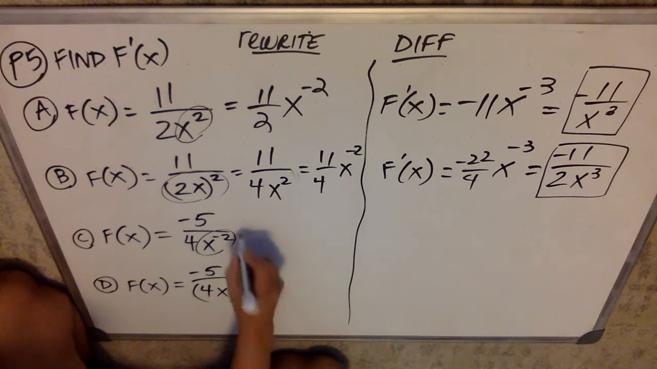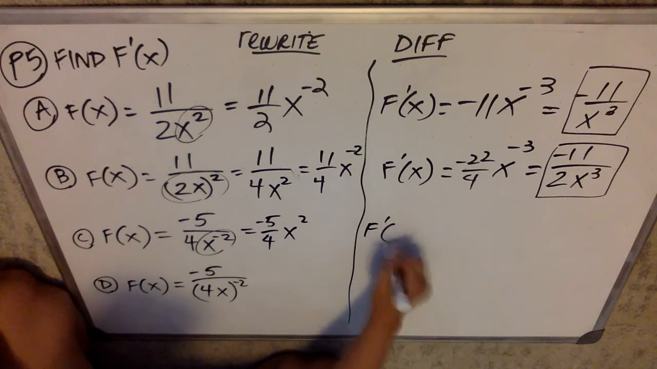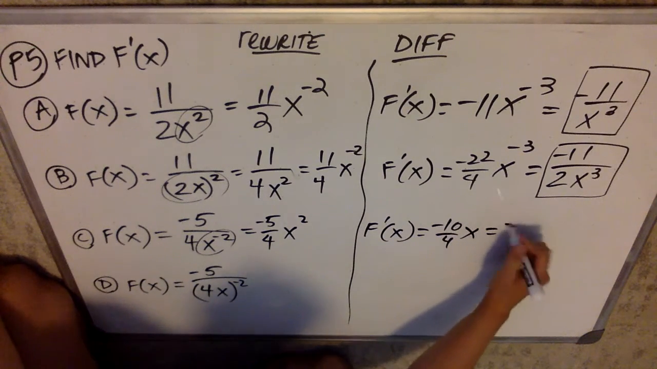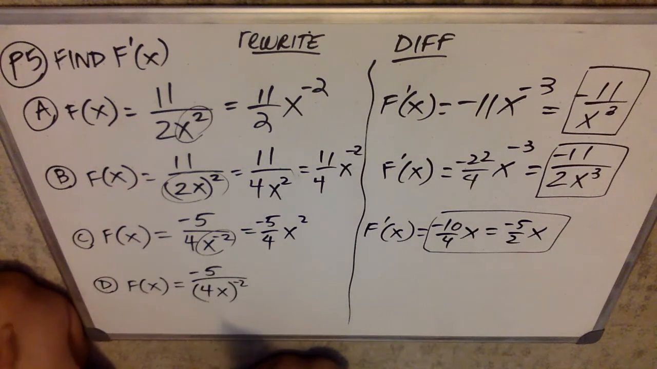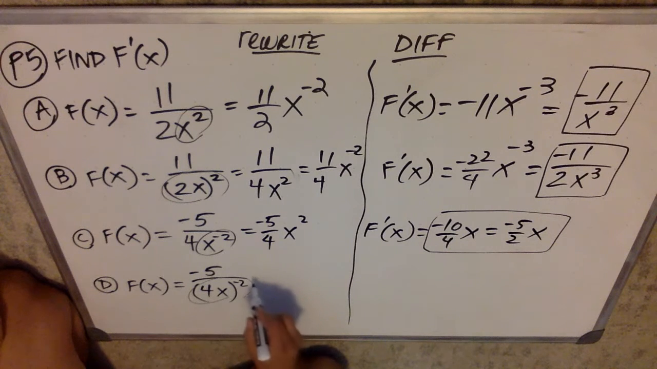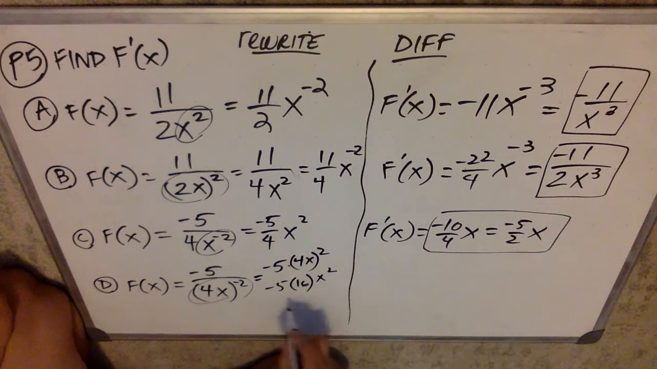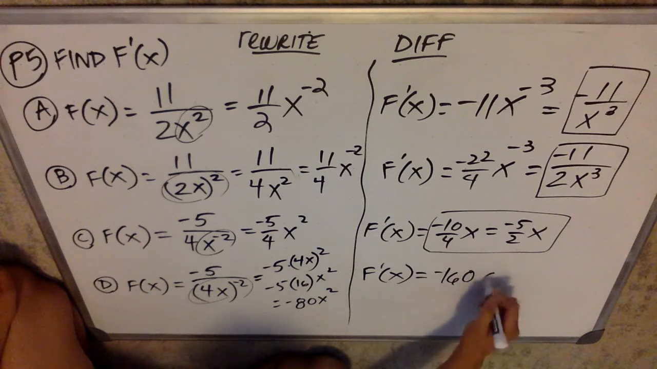For this one, note that only the x to the negative second has the power, not the 4. So this is a negative 5 fourths times an x squared, which means that my f prime of x is going to be a negative 10 fourths x, or you might see it as a negative 5 halves x. Either of those would be fine. And then for this one, note that both of them have that power. So this is actually a negative 5 times a 4x quantity squared. Well, that's a negative 5 times a 16 times an x squared. That's a negative 80x squared, which means that your f prime of x would be a negative 160x.